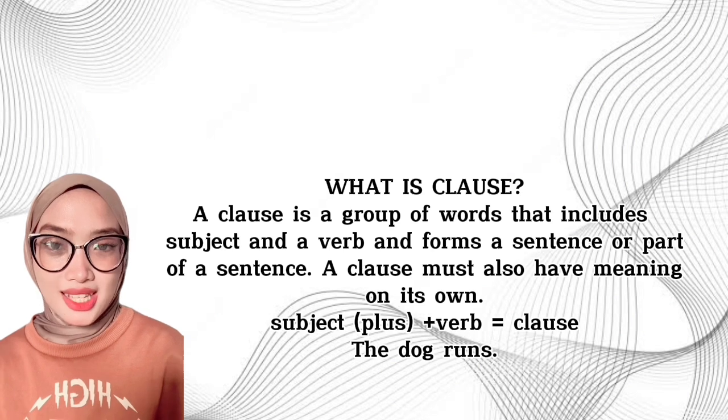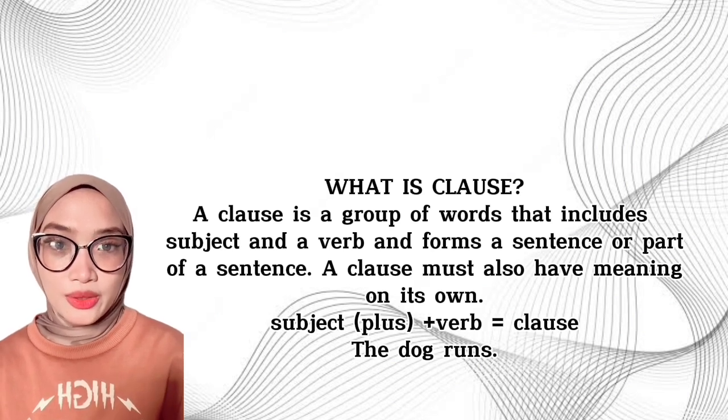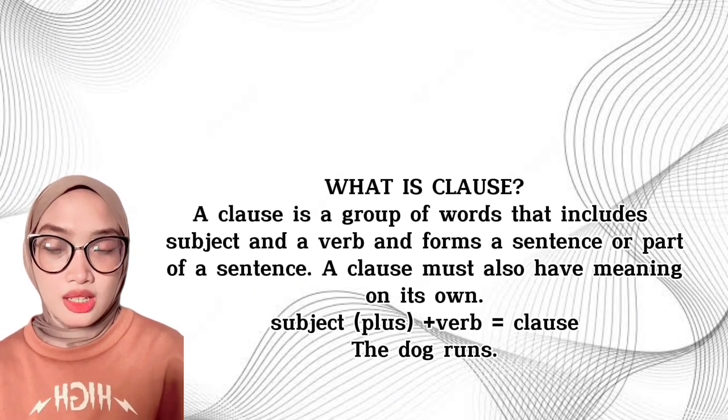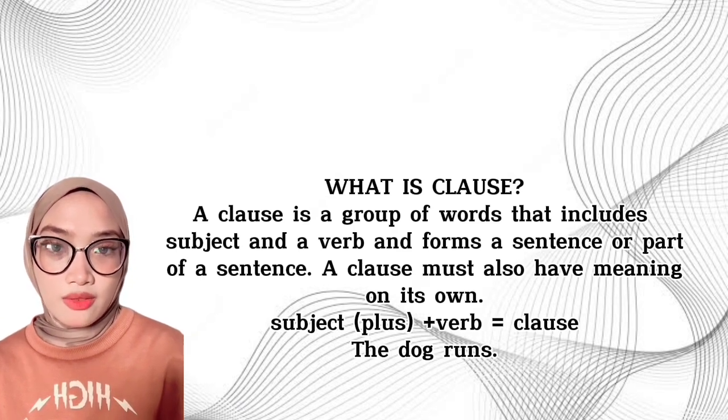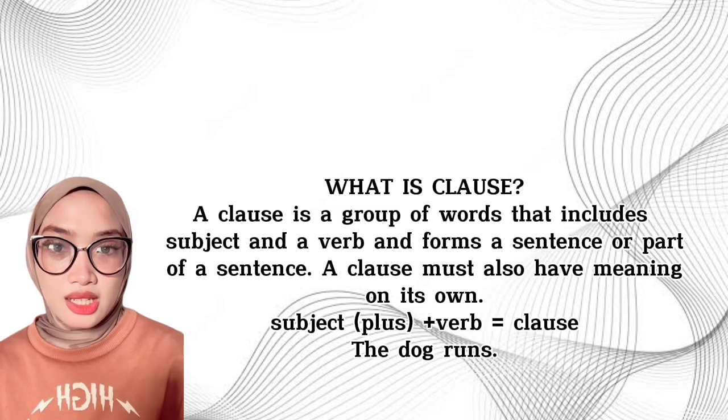Clause. What is a clause? A clause is a group of words that includes a subject and a verb and forms a sentence or part of a sentence. A clause must also have meaning on its own. Subject plus verb clause: the dog runs.